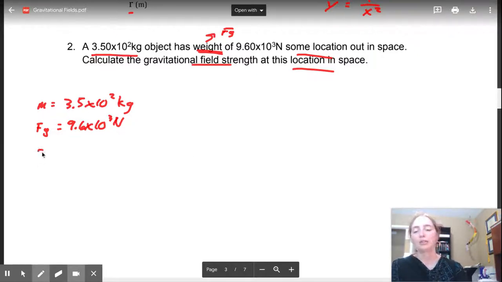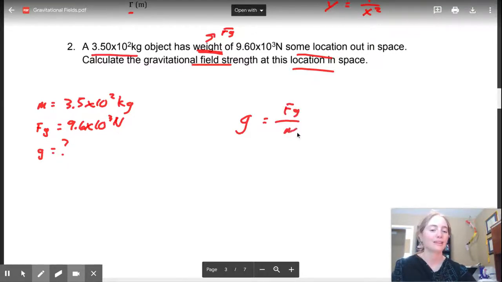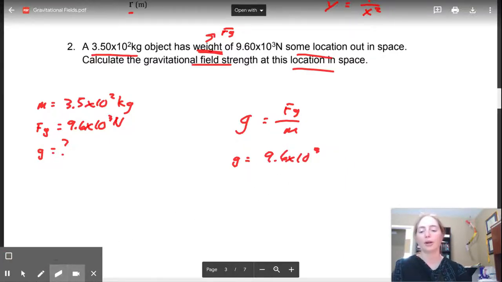Okay, so we've been asked to calculate G. So, well, guess what? We've got mass and we've got the weight. So because we have these two values, we can use this equation. Okay, so we take our Fg, which is our 9.6 times 10 to the power of 3 newtons. That's supposed to be an N. There we go.